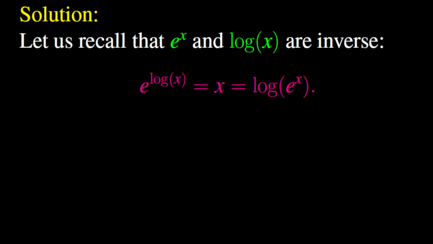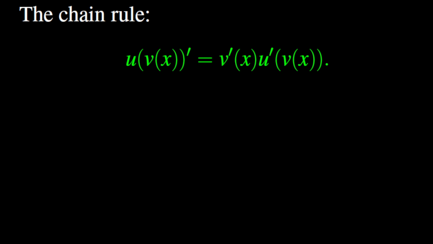In order to simplify this expression, we will use the properties of the exponential and logarithmic function. We know that, the exponential of log of x is equal x, which is also equal to the logarithm of the exponential of x. Notice that, we will also have to use the chain rule. Let us recall the chain rule. The derivative of the composition of two functions u of v of x is equal to v prime of x times u prime of v of x.